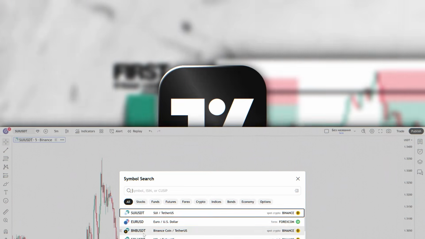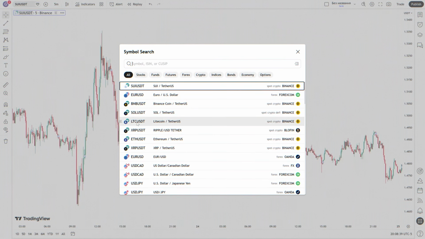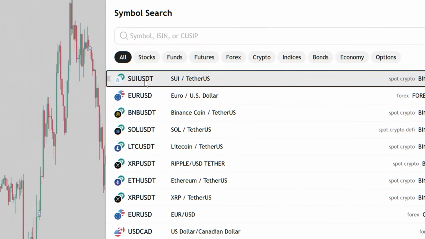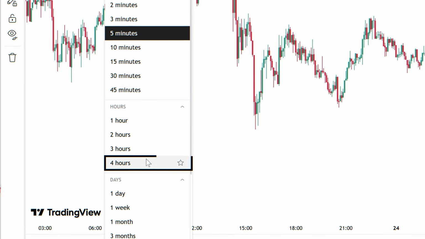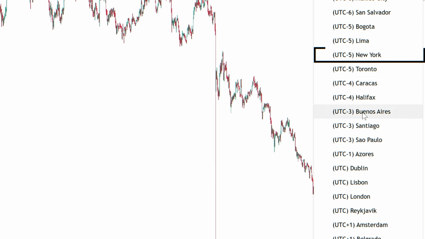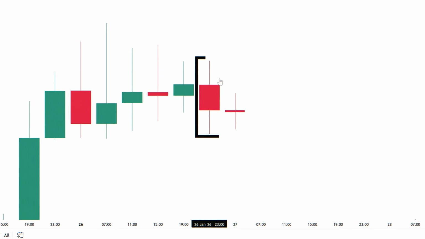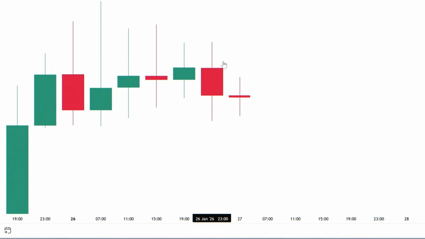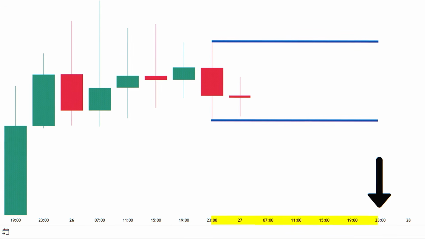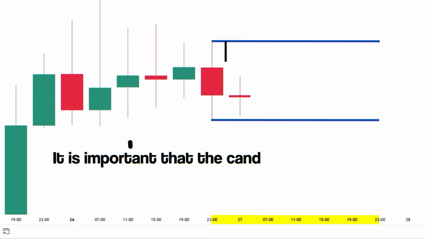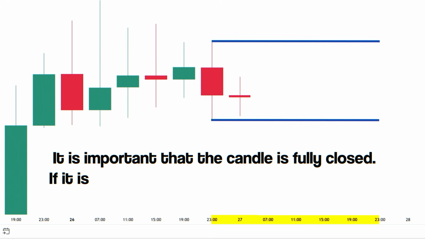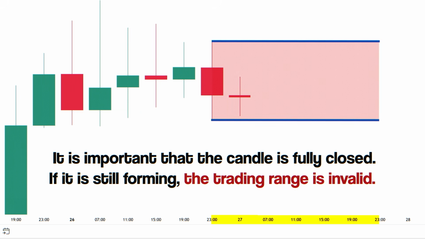Open TradingView and choose any asset you want to trade. In this example, I will use SUI. Switch to the 4-hour time frame and set the chart to the New York time zone. Since today is January 27th, this candle is the first fully formed candle of the day. Now mark its high and low and extend those levels until the end of the day. It is important that the candle is fully closed. If it is still forming, the trading range is invalid.